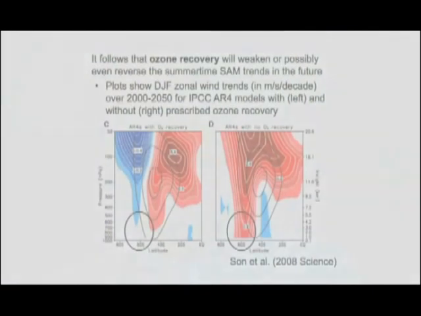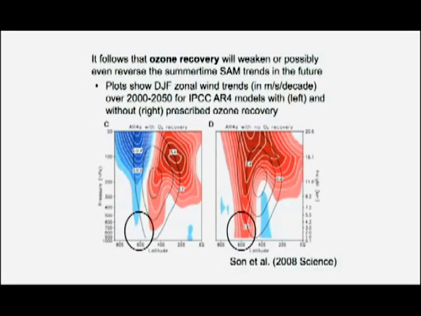This is a model if you force it with an ozone hole, and you get a very similar pattern. So if the ozone hole has led to big changes in the past, then we expect the ozone hole will go away over the next 50 years because of the control on CFCs. It'll take a long time, though. It's about 50 years.